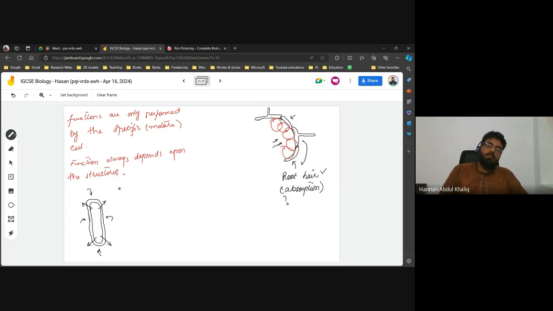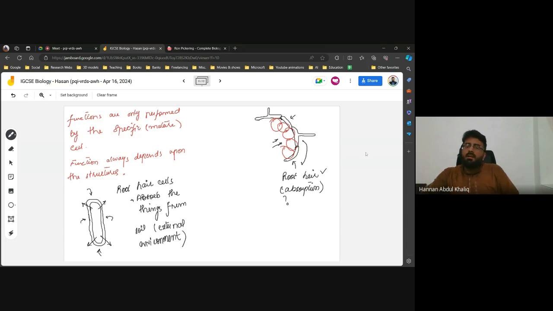And you must know that the function of the root hair cell is to absorb things from the soil, or in other words, the external environment. Meaning that they are supposed to be absorbing multiple things from the external environment.